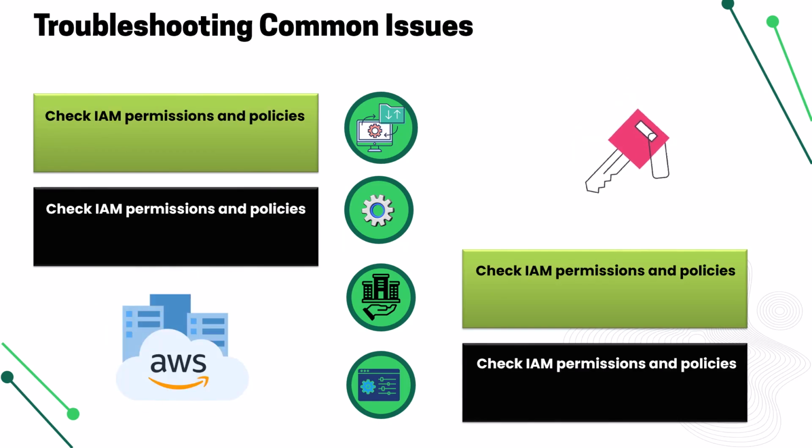Troubleshooting IAM issues, the detective work begins. Checking permissions and policies is like reviewing security blueprints. Verifying credentials keeps things smooth. No more wrong password dramas. Debugging authentication errors prevents login nightmares. And monitoring AWS limits ensures we don't hit roadblocks mid-operation.